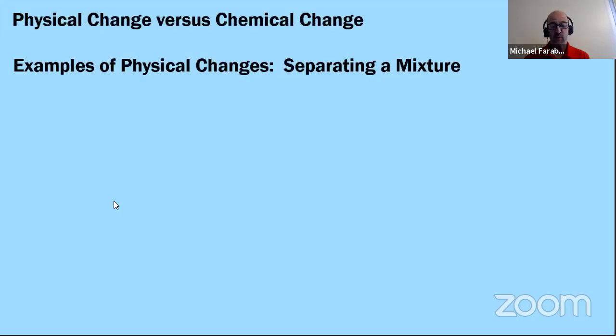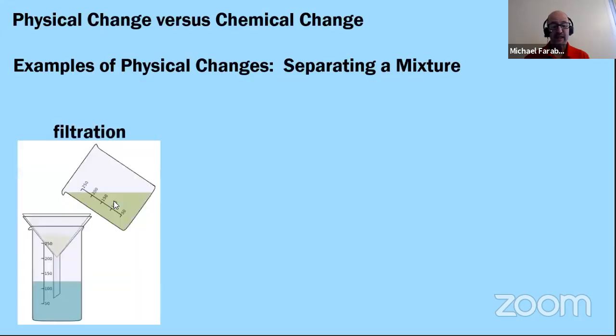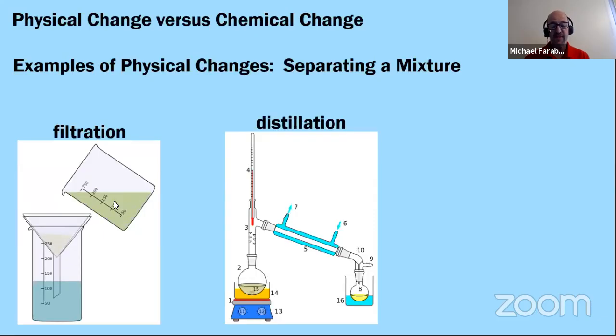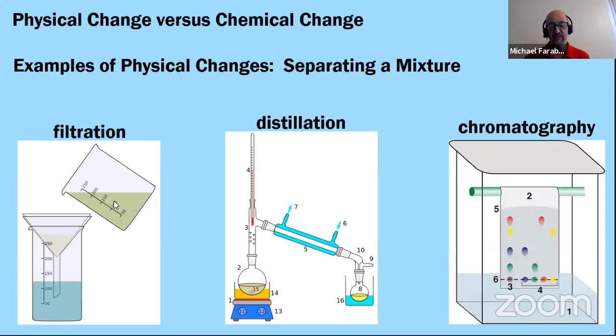Another example of a physical change would be separating a mixture. So for example, if we had a solid and we were separating it from a liquid using filtration, or if we had a mixture of two substances that had different boiling points, we might separate that mixture using a technique known as distillation, or possibly a chromatography experiment to separate two or more substances on the basis of how well they interact with a mobile phase and travel up the paper. All of these separation of mixture techniques involve physical changes.